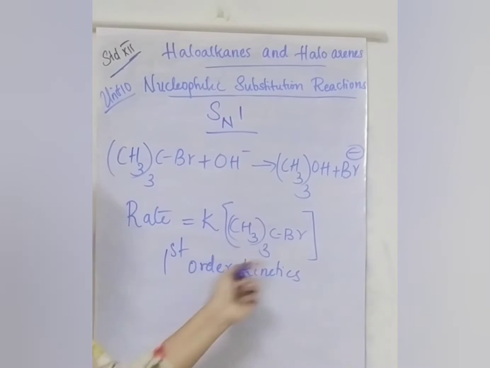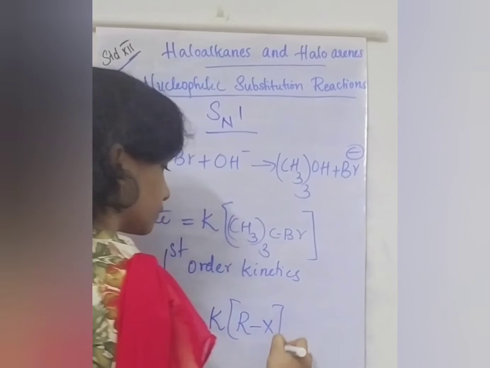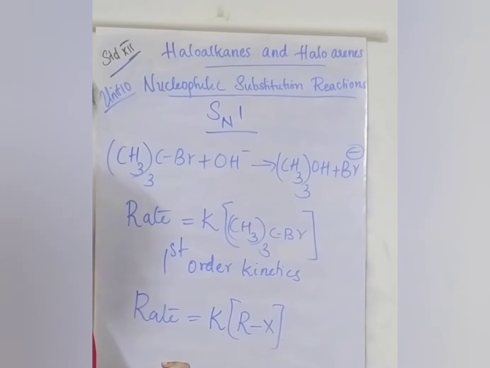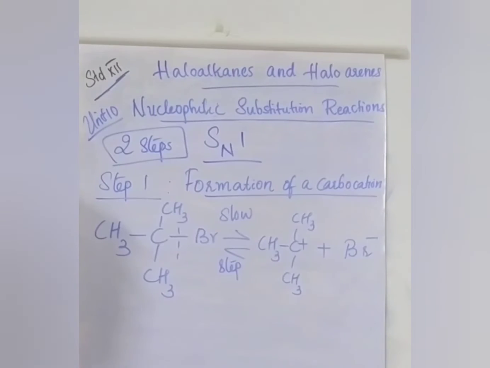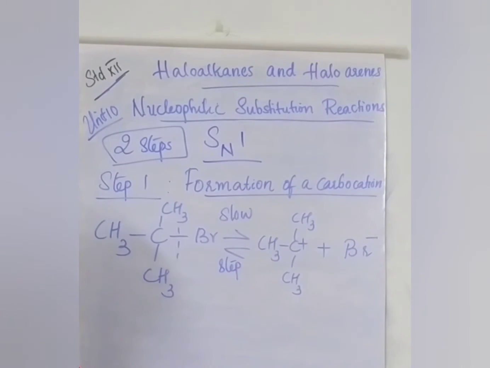So how will you write the general reaction here? The general representation is rate equals K into concentration of RX. SN1 reaction takes place in two steps. The first step is formation of a carbocation. See, we have taken tertiary butyl bromide. This is a slow step, and that slow step is the rate determining step. We studied in kinetics that the slow step is the rate determining step.